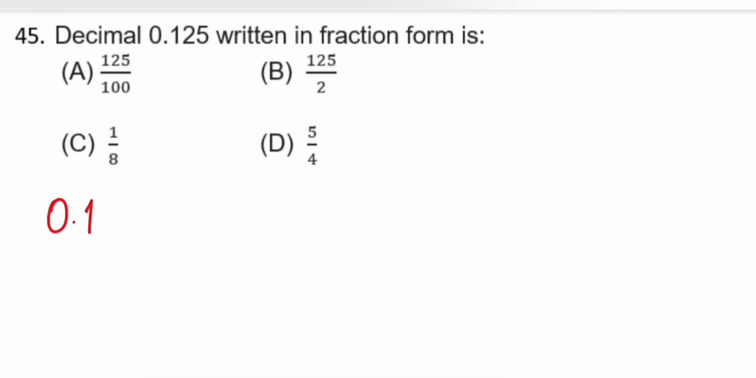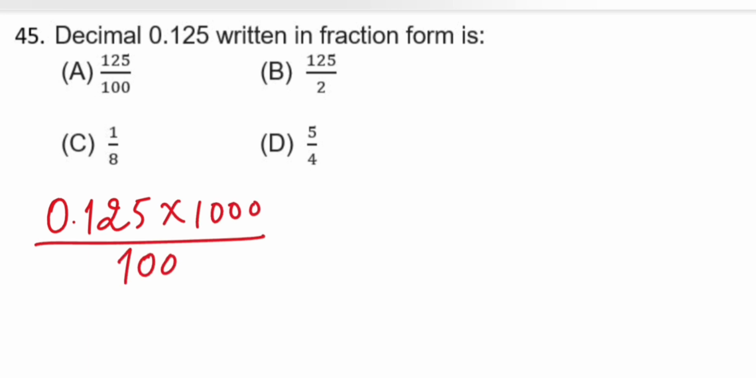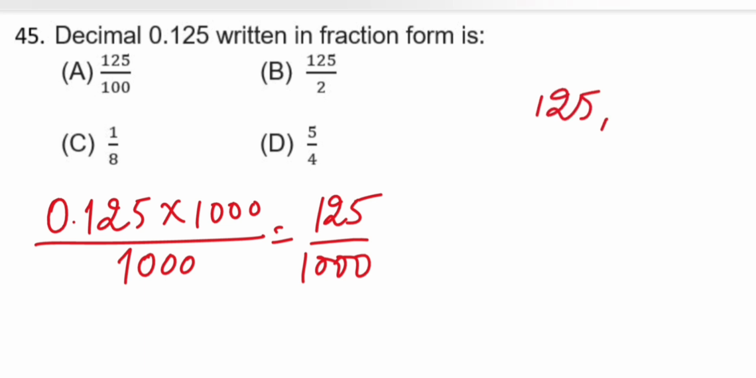Here this question is based on decimal to fraction conversion. So the decimal value given is 0.125. We have to convert it to a fraction value. For that we have to multiply and divide by 1000. So it will become 125 divided by 1000. So let us reduce the fraction to its lowest form using the HCF method.